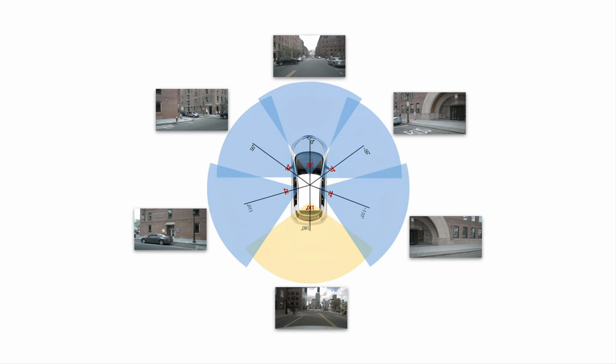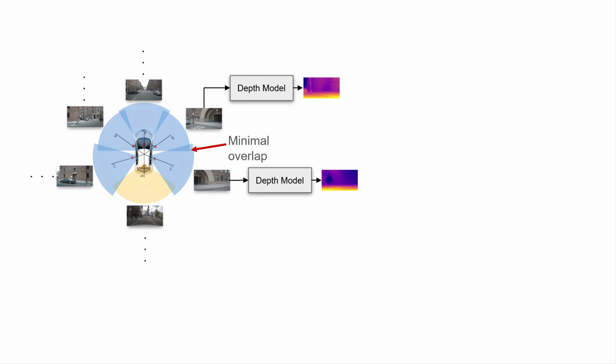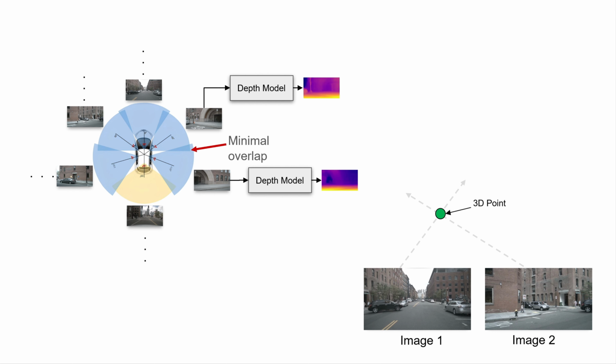Surround view camera setups allow for dense and low-cost 3D perception with a 360 degrees field of view. Due to the minimal spatial overlap between the images, depth is for the most part estimated for each image in a monocular manner. However, using a single shared depth model across all views can lead to inconsistencies in the predicted depths. This means that the same 3D point, when observed in multiple images, may be predicted to be at different 3D locations for each image.